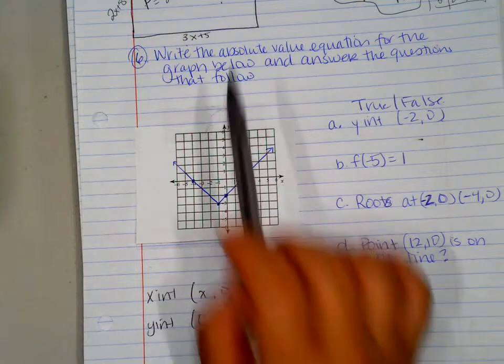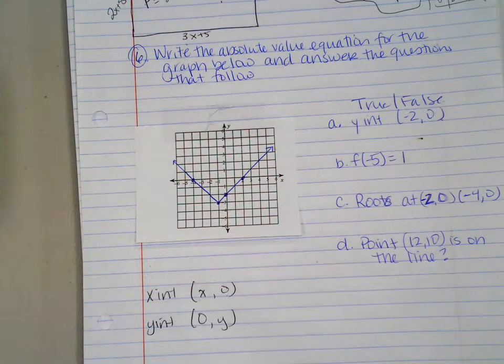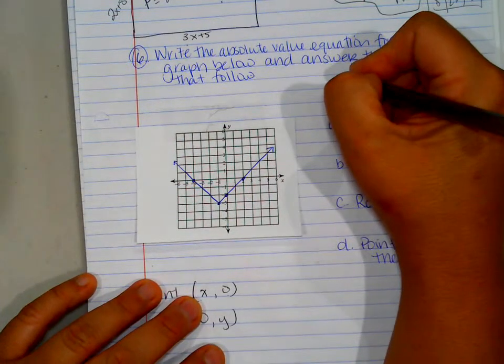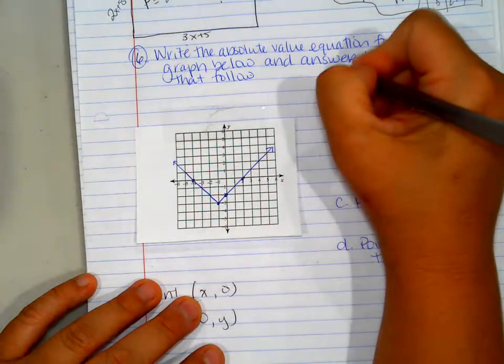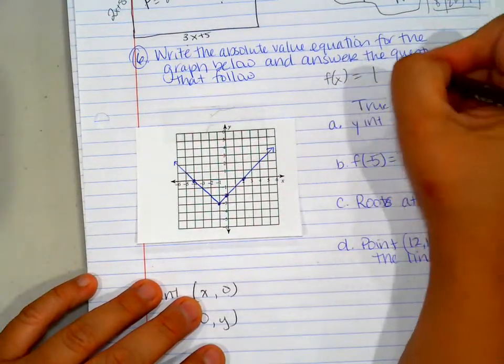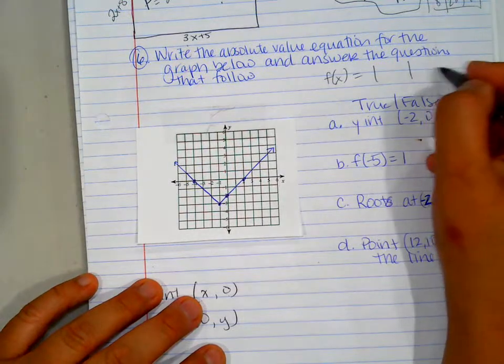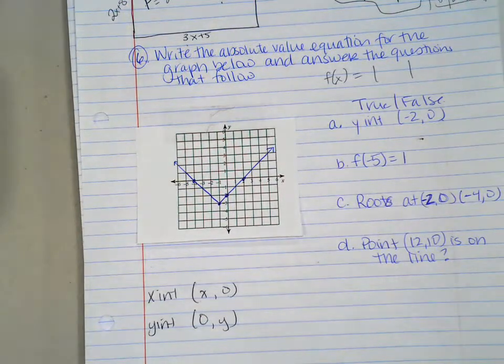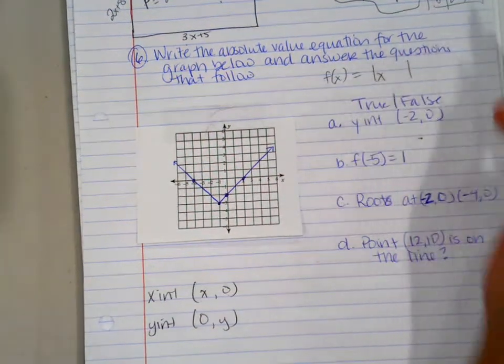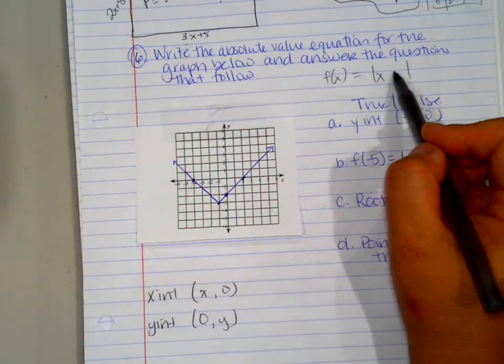Okay, so I want you to write the absolute value equation for the graph below and answer the questions. Okay, well, how do you write the absolute value equation for the graph? Well, we know it's some sort of, you can write f of x or y equals the absolute value of something and something else there. Okay, usually we have x, and then what are we going to put here?